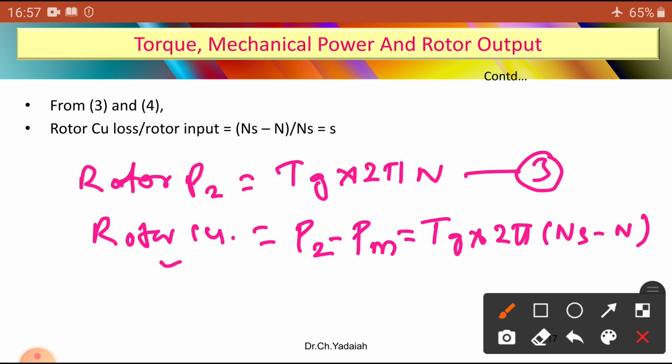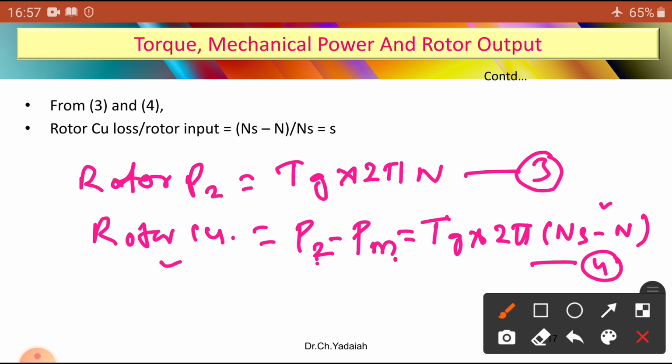So, P2 I know, Pm I know. This is the fourth equation. P2 minus Pm we are going to write in terms of Tg. I wrote P2 in terms of Tg, and Pm in terms of Tg, and then subtracted input minus output. So rotor input minus rotor output, Tg gross power in terms of Ns minus N, is the third.